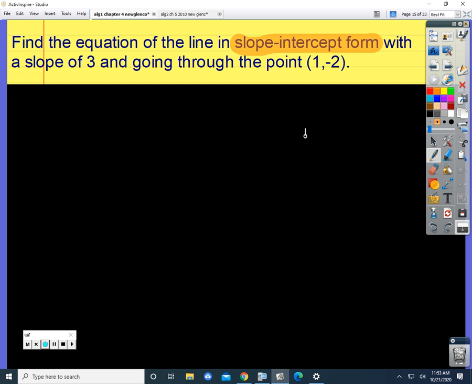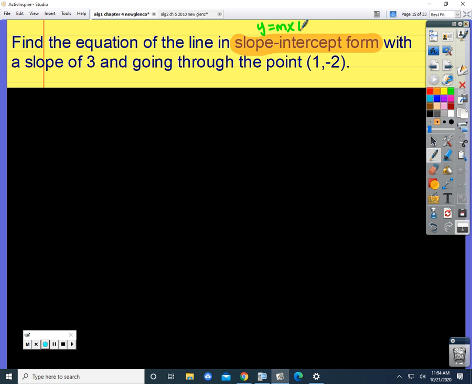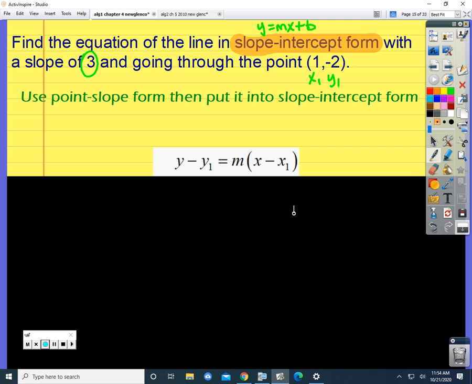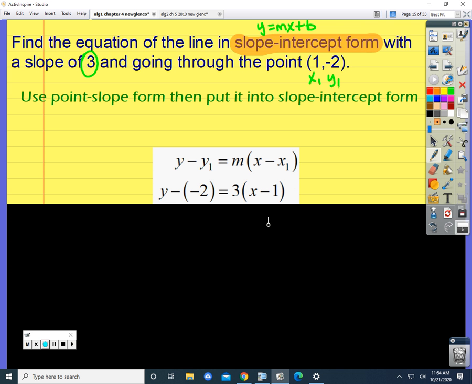So that problem says find the equation of the line in slope-intercept form. Remember what that is. Let me write that up here. y equals mx plus b. So when we get done, our answer has to look like that form. They're going to give us two pieces of information, slope and an ordered pair. Okay? So what we do is we go get the point-slope form, and then we're going to go put the x sub 1, the y sub 1 in, all in the right place. So let's see if we got that. So y sub 1, yep, that's -2. m is +3. x sub 1 is +1. See how everything's lined up?